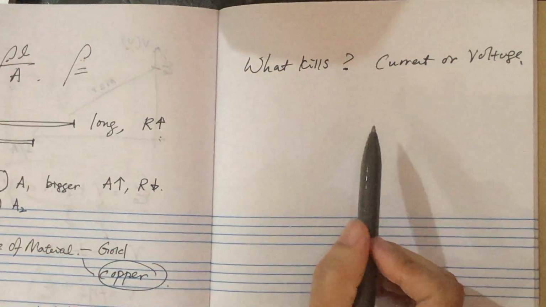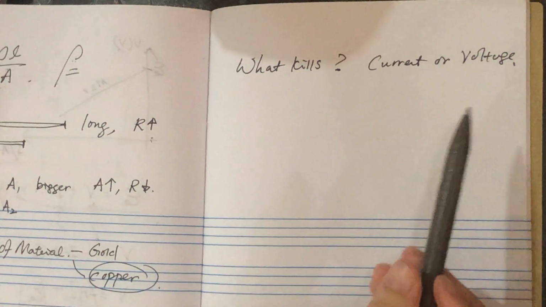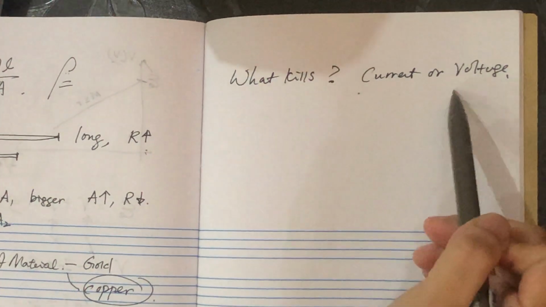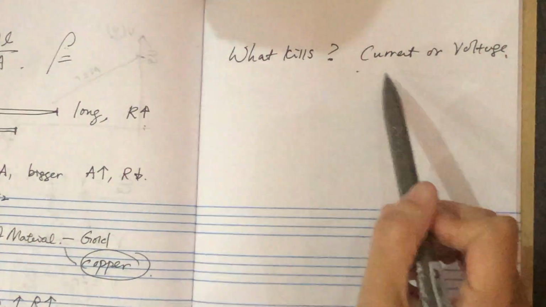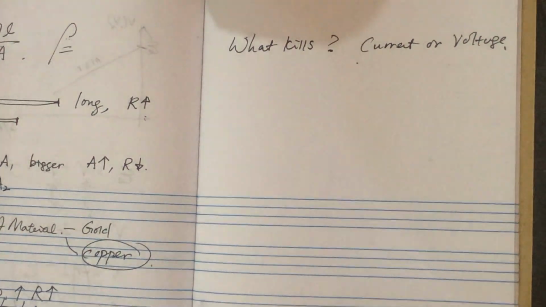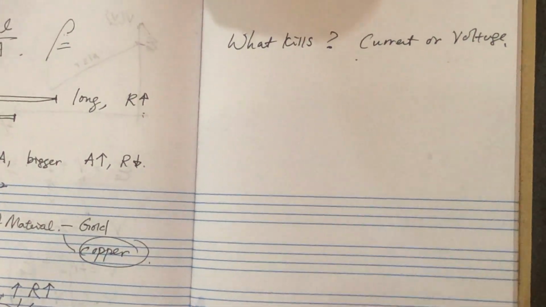Okay, so for this one, a lot of people are going to say either current or voltage that kills. Some people say both of them are equally responsible. So we don't really know which it is, so I'm waiting for your answer.